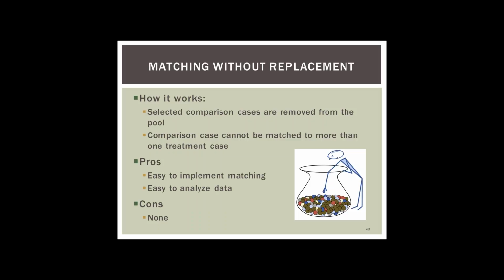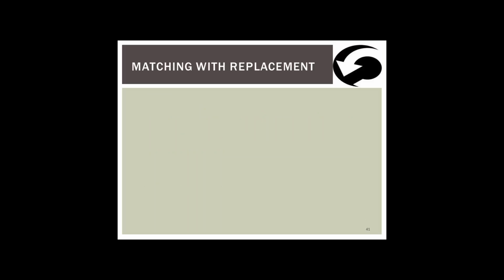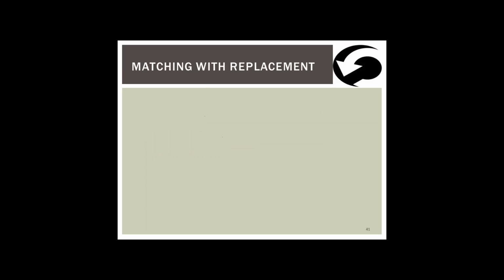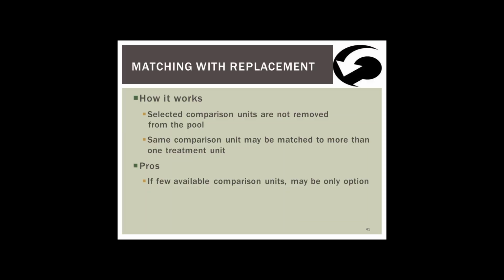The next consideration, if you want to use a comparison unit more than once, is called matching with replacement. Basically, if a comparison unit is paired with a treatment unit, it stays in the pool and can be used again to be matched to another treatment unit. If you have few available comparison units, this may be your only option. You might have to match with replacement. The con of this is that it is very difficult to account for with replacement sampling in analysis, but it can be done. It's just a little more tricky.